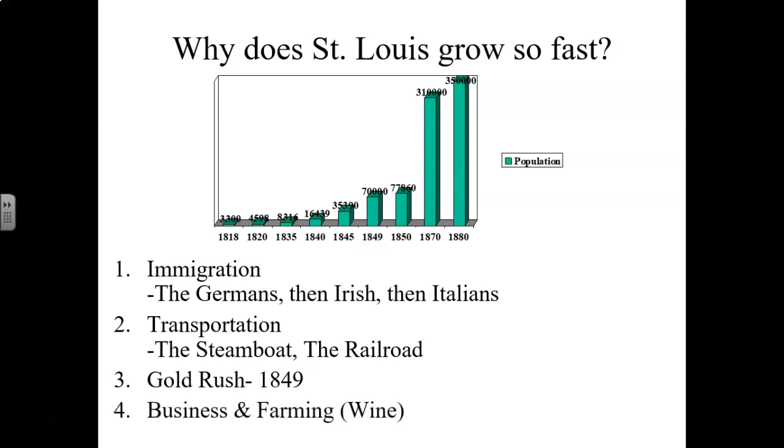And then the last one is business and farming. With the Germans, they're major farmers. And for those of you who are familiar with the Herman area, you know that a lot of them come here and start growing grapes to make wine. And we have a lot of wineries basically from St. Charles all the way out to Herman, Missouri. And that is because the geography of Missouri is very similar to the geography of Germany, where they grow grapes for wine. So those are your 4 reasons why St. Louis grows so quickly.